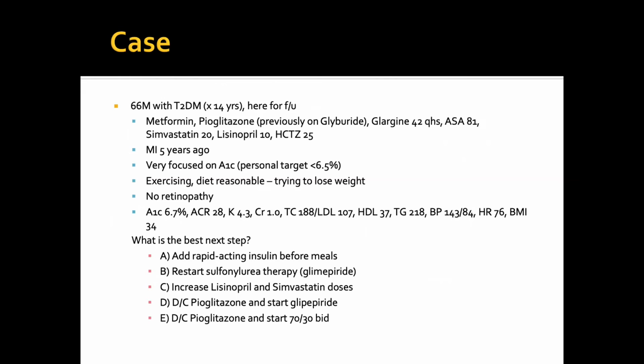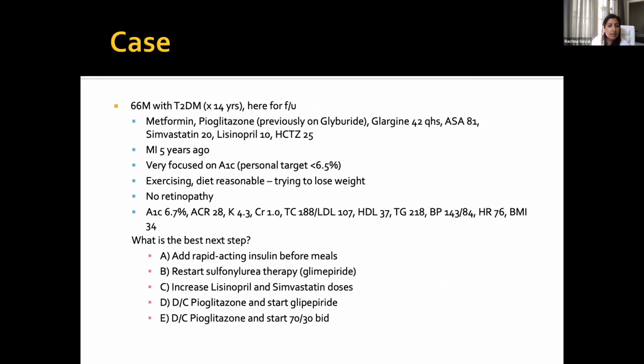I mean, A1C is 6.7, which I think is pretty good for someone who's a type 2 diabetic. Yeah. And what this person is on already is working for them. I wouldn't really change that. I don't know what ACR is. ACR 28.